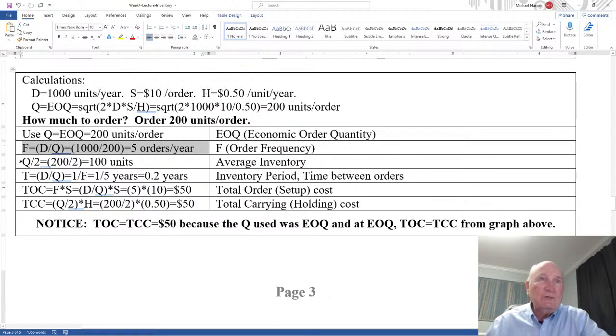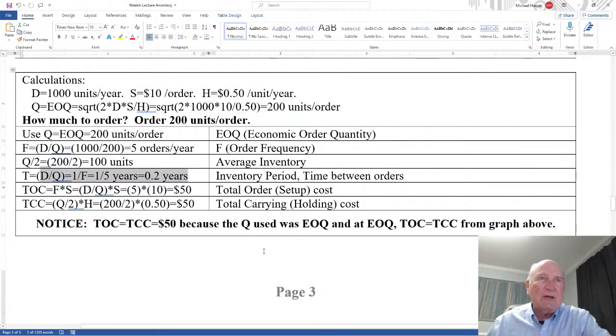Q over 2, 200 over 2 is 100 units, so my average inventory is 100 units. On the average, that's what I'm carrying. My inventory period T, the time between orders, is the reciprocal of 5 orders per year. 1 over 5 is 0.2 years, or Q over D, either one. So the time between my orders is 0.2 years. That's the time between the orders when I place them.